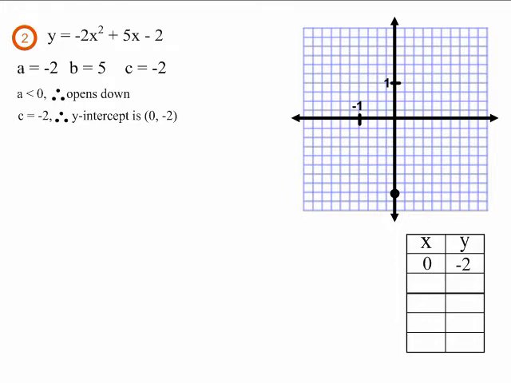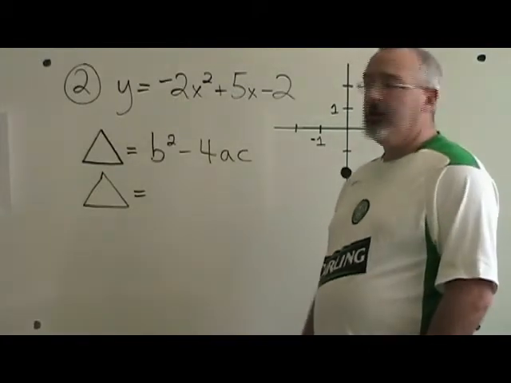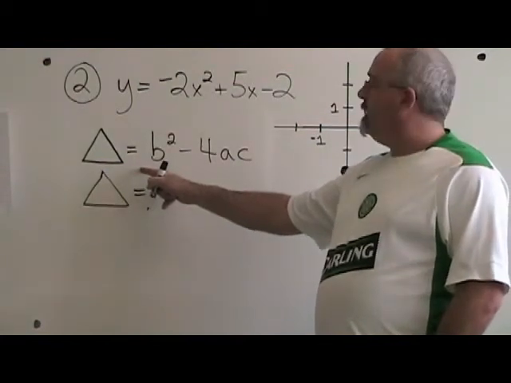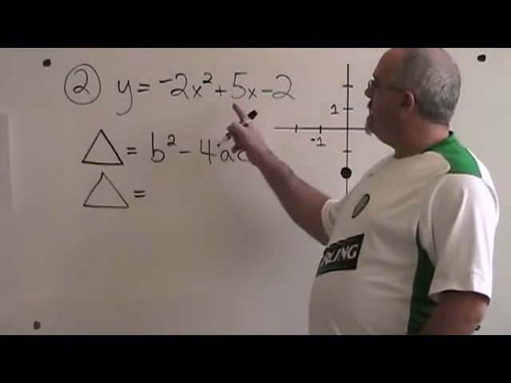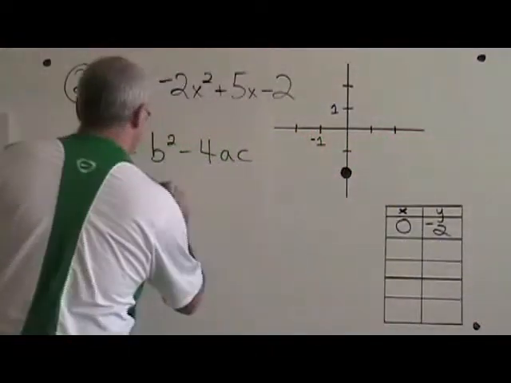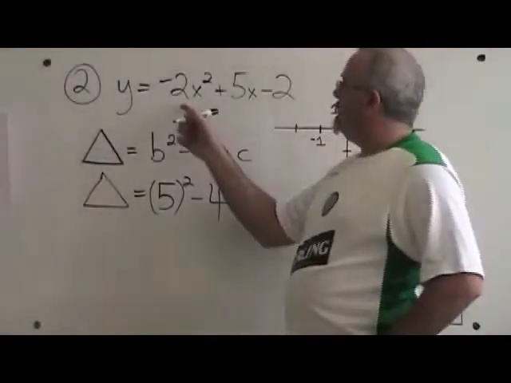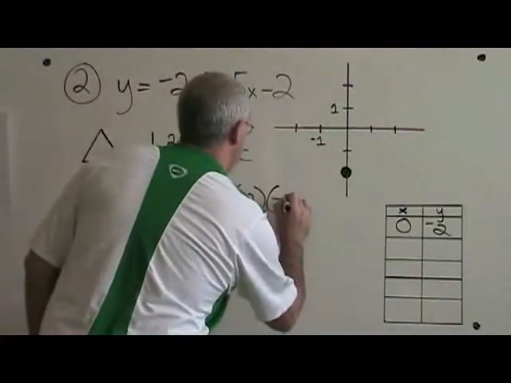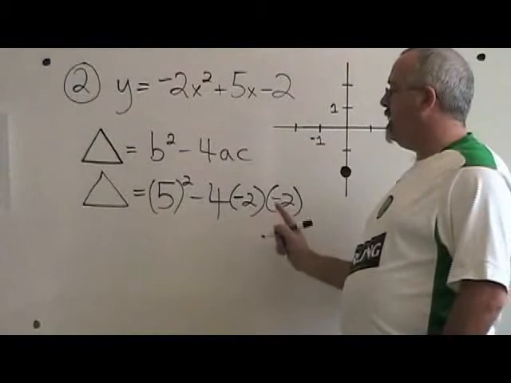This is what example 2 looks like before we find the discriminant delta. To find the delta of example 2, we use this formula. The discriminant delta is equal to b squared minus 4ac. Let's fill it in. B squared means 5 squared. A and C are both negative 2. We have 5 squared minus 4 times negative 2 times negative 2.